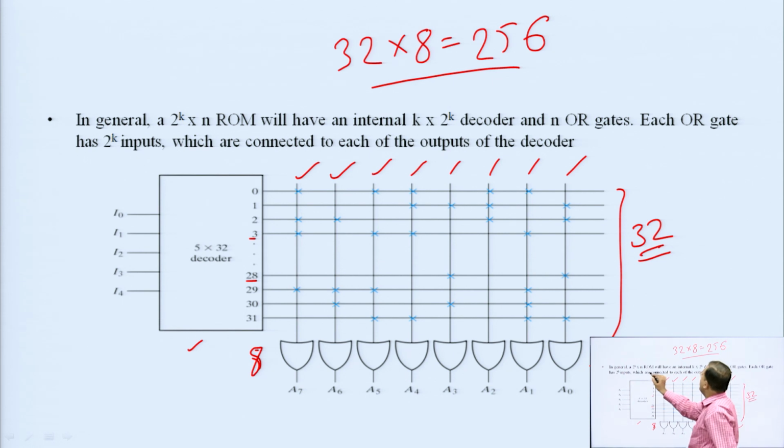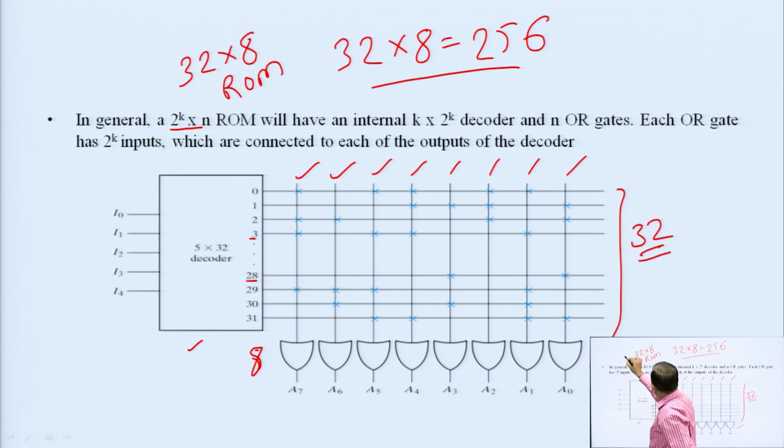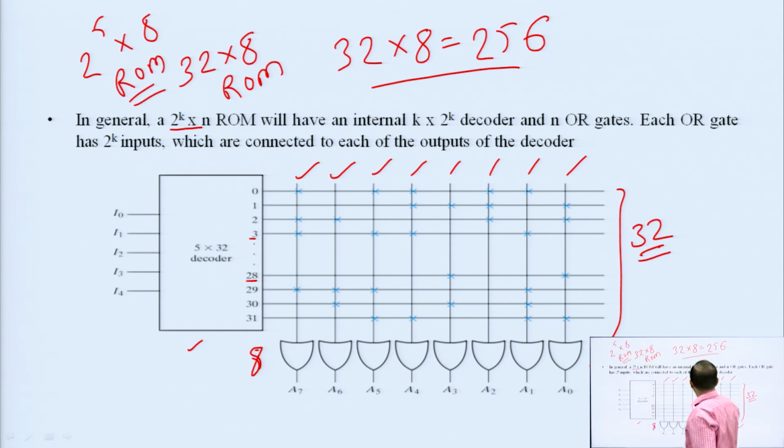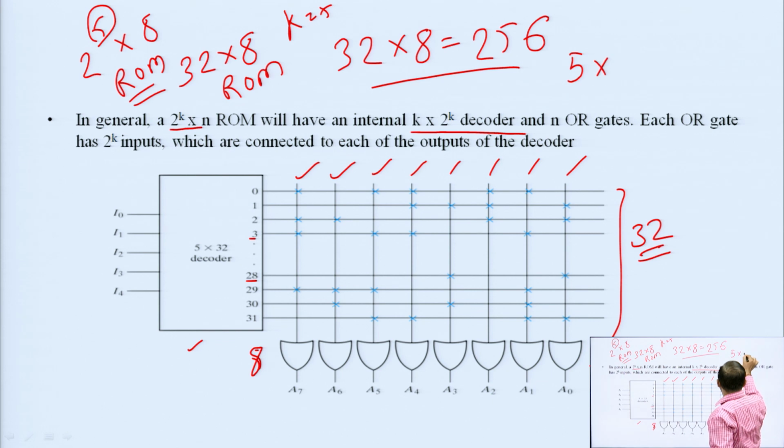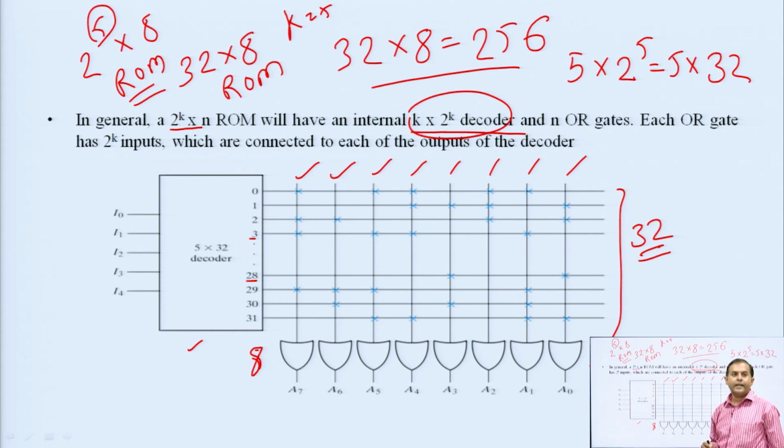So, this diagram again I am telling, this is a 2^k cross n ROM, meaning a 32 cross 8 ROM, and that means 2^5 cross 8 ROM, and that will be implemented using a k cross 2^k decoder, here the value of k is 5. So, here 5 cross 2^5 means 5 cross 32, like this it is coming, you can get it right, 5 cross 32 and n number of OR gates, here n is 8.